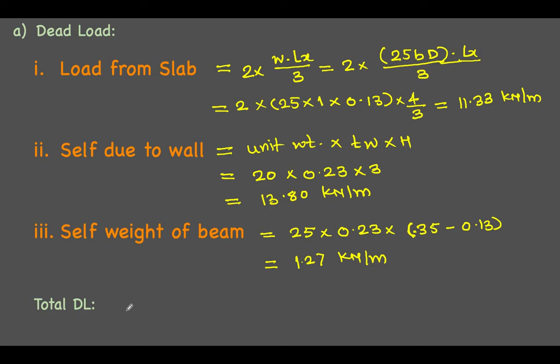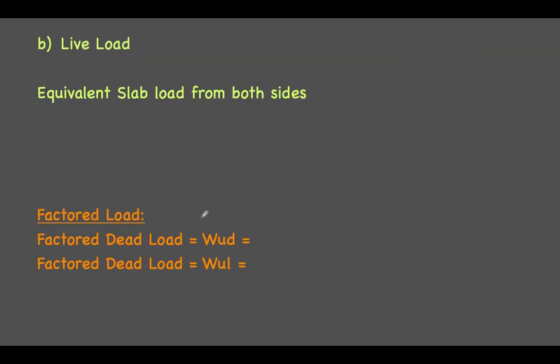And thus we will be getting total load, 11.33 plus 13.80 plus 1.27. This total dead load is equal to 26.4 kilonewton per running meter. So this is the total dead load, which includes load from slab, self weight due to wall, and self weight of beam. Now we have to find out live load.